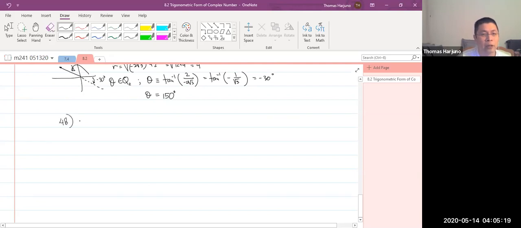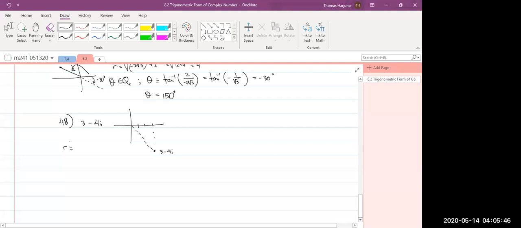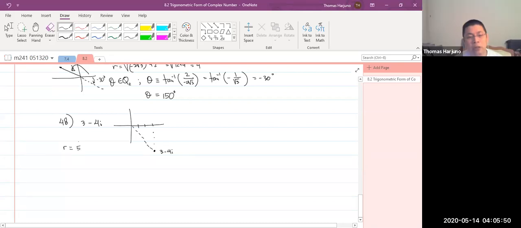Number 48, the complex number 3 minus 4i. 3 minus 4i, 1, 2, 3, 4 units down. What is the length? What's the modulus? What's the radius? Is it 5? Yeah, 5, that's right, because it's triplets, right?